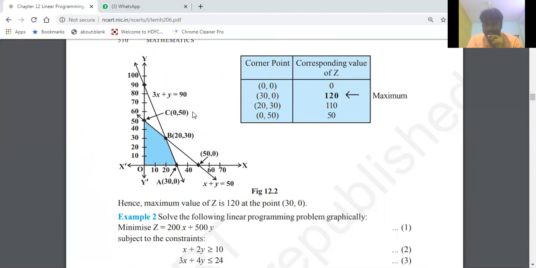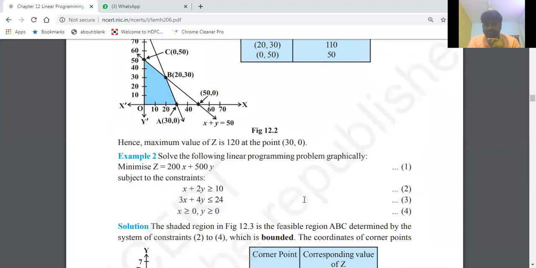Right. So what are the corner points here? 0 comma 0, 30 comma 0, 20 comma 30, 0 comma 50. Clear? Where are you getting the maximum value here? 30 comma 0 is the answer. So what can we write? Therefore, the maximum value of Z is 120. Where you got the maximum value, the point is also important to write. At which point did you get the maximum value? At 30 comma 0. Clear?